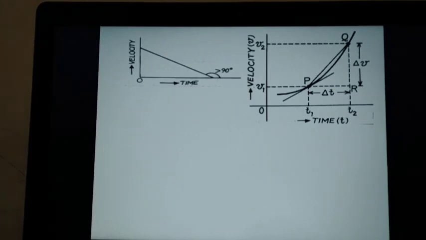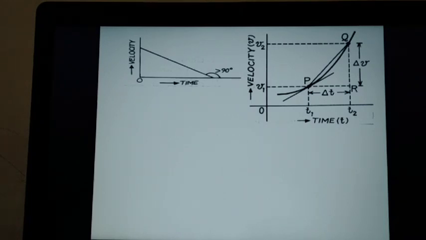Now you see another graph which is a continuous graph. Velocity time graph is continuous, which means its velocity increases continuously with respect to time. In the position time graph also we have seen such a curve, which means its position continuously changes with respect to time. Here it is velocity continuously changing with respect to time.